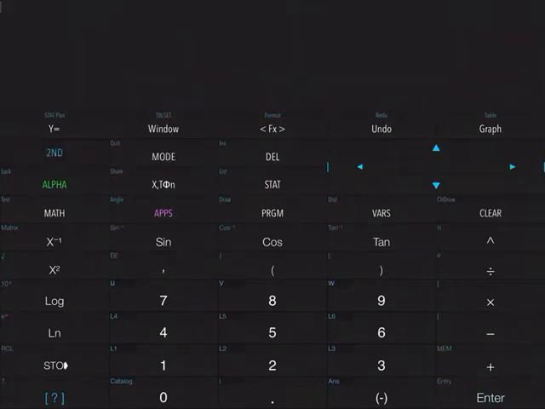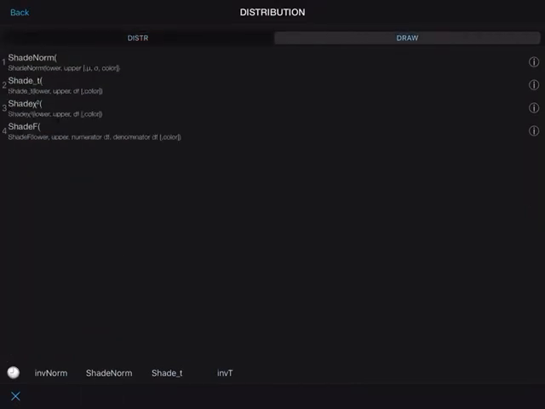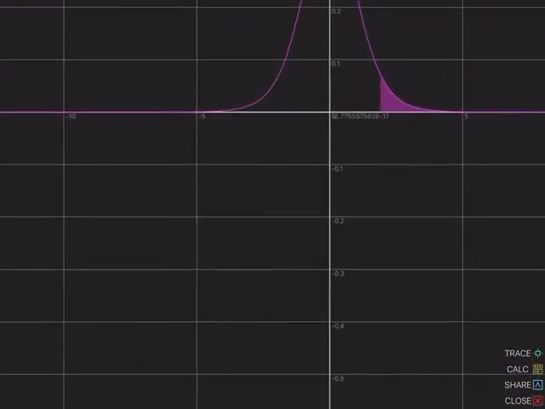So we go to the calculator. And you get there the same way you get to a shade norm. You go second, vars, arrow over to draw, and it's the second option instead of the first. And then your lower bound, you'll tell it it's 1.9. Upper bound, you'll say is 10. And then our degrees of freedom is 8. And you can choose a color again.